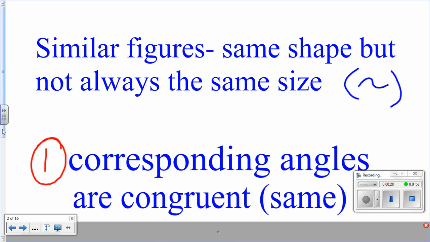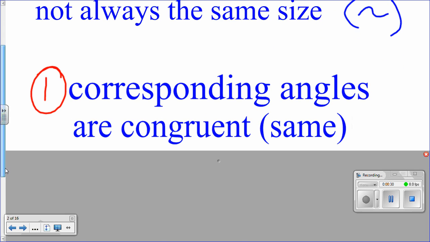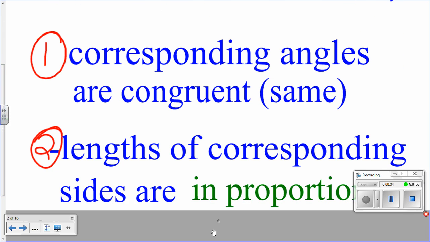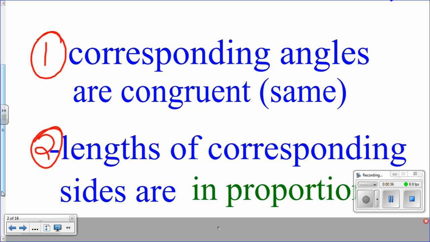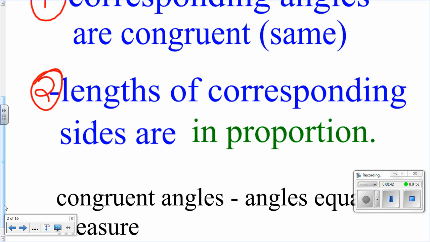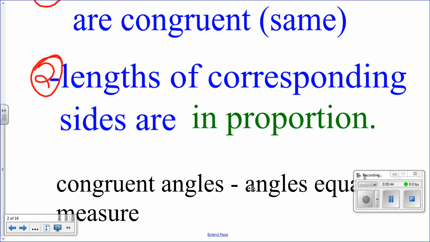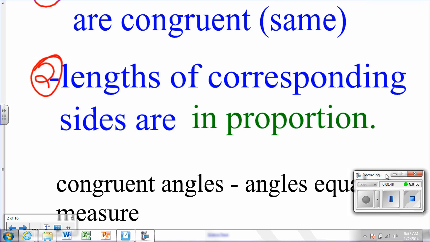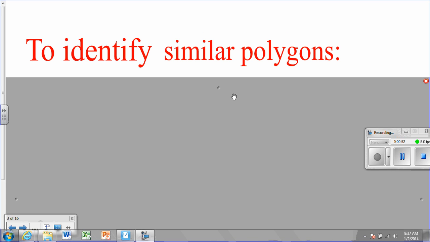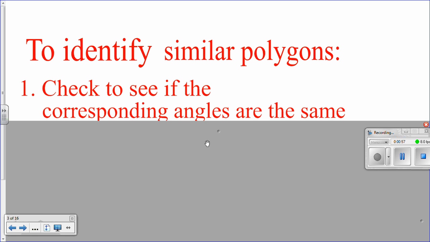The corresponding angles have to be congruent, which means the same. And the lengths of the corresponding sides have to be in proportion. Congruent angles, for those of you that don't remember, are angles that are equal in measure. To identify similar polygons, you need to make sure those two criteria are met.